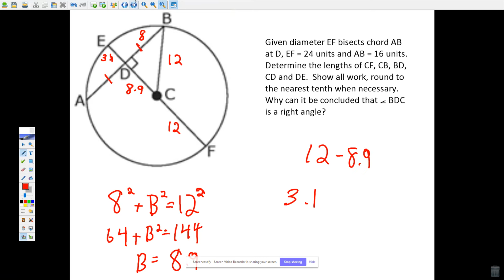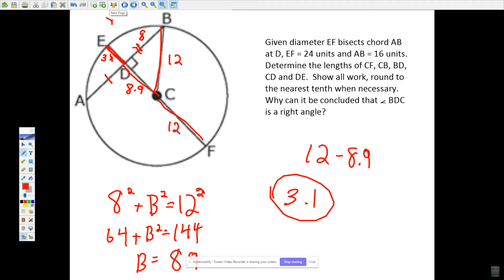If this is a 90-degree angle, once again, these two sides are equal. So if the entire thing was 16, then this side length must be 8. If the diameter was 24, then the radius must be 12. Now, if we have the radius 12 and this side length being 8, we can use the Pythagorean theorem to figure out what CD is, which is 8.9. Once we have that, we can go 12 minus 8.9. That gives us 3.1. So ED right here is 3.1.